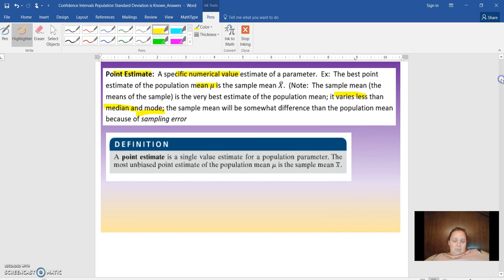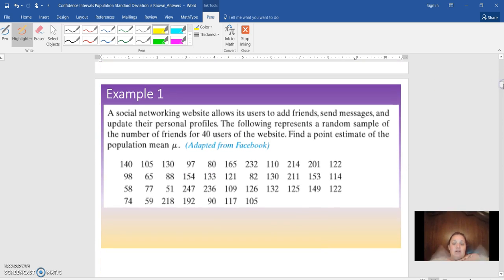All right, so a point estimate is just a single value. In this class, we're going to mainly deal with the mean, the average. So for example, we have some data. A social networking website allows users to add friends and messages, profiles, and so on. The following represents a random sample of friends for 40 users. Find the point estimate of the population mean. All right, so we need to find the mean of this data.